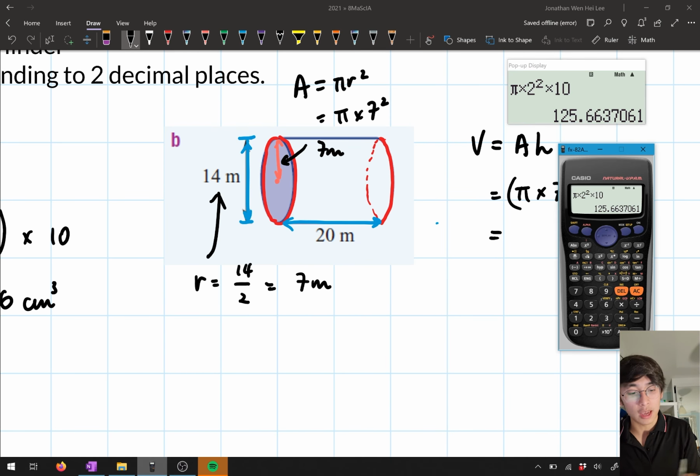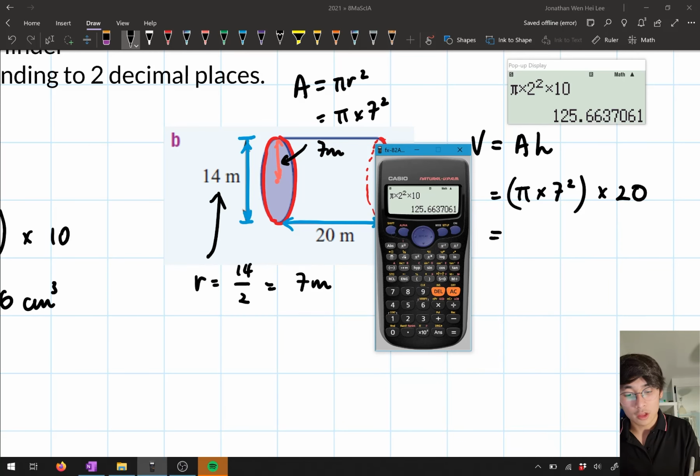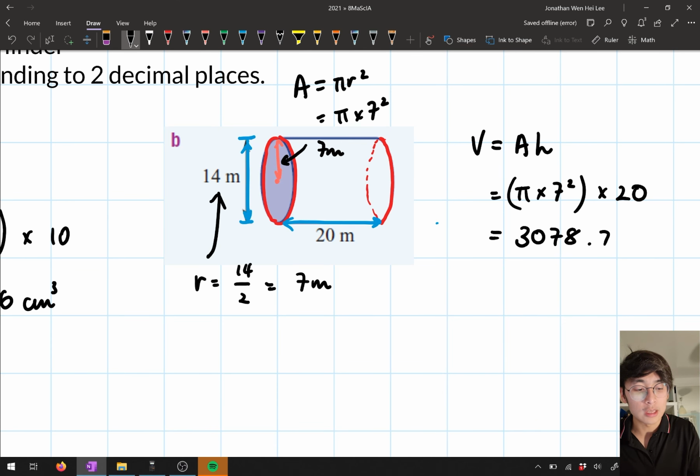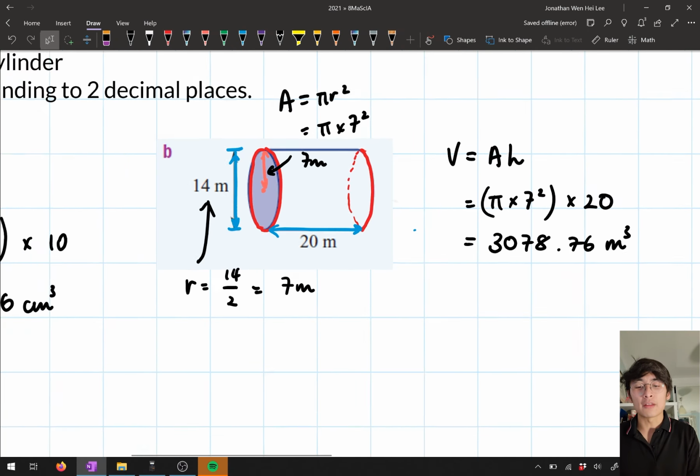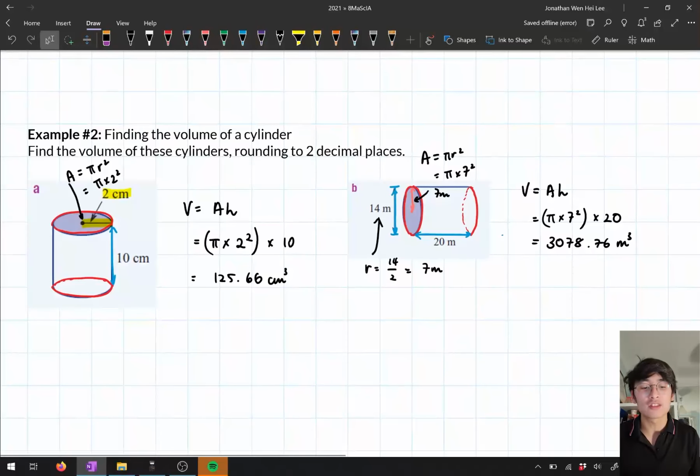And so here we can chuck this all into a calculator. So shift pi times 7 squared times 20, and that gives me 3078.76. I only want that to two decimal places, so 3078.76. And we need to put a unit on this. All the measurements here were in meters, so I'm going to put this as meters cubed. So that's how we can find the volume of a cylinder. A cylinder is just a special case of a prism where the cross-section shape is a circle, and so we need to find the area of our circle before we go and figure out the volume.